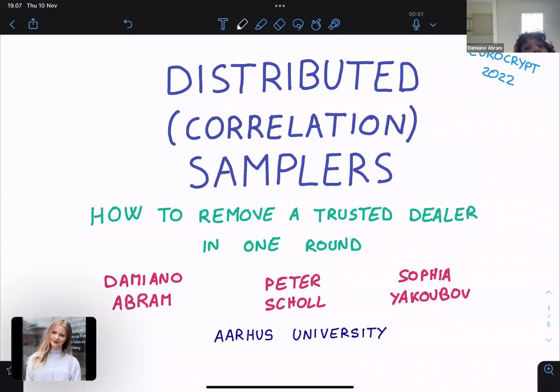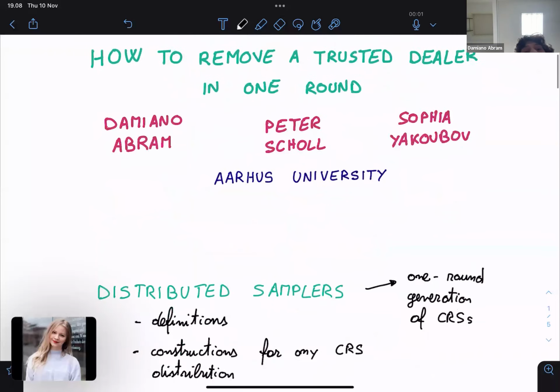So the title is Distributed Correlation Samplers: How to Remove a Trusted Dealer in One Round. And it is the result of a collaboration between myself, Peter Scholl, and Sofia Jakubov, all from Aarhus University. Okay, what are the contributions?